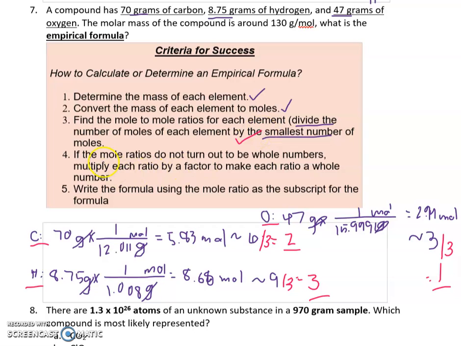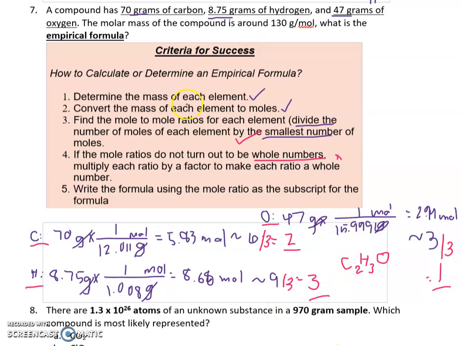Number 4 I'm going to skip because this is just if they are not whole numbers and if they're decimal places, so we're going to skip this section. Write the formula using the mole ratio as a subscript for the formula. Cool. So I have carbon, mole 2, so 2 subscript. Hydrogen, and then I have 3, so H3. And then I have oxygen with a 1, so I'm just going to leave oxygen as is.